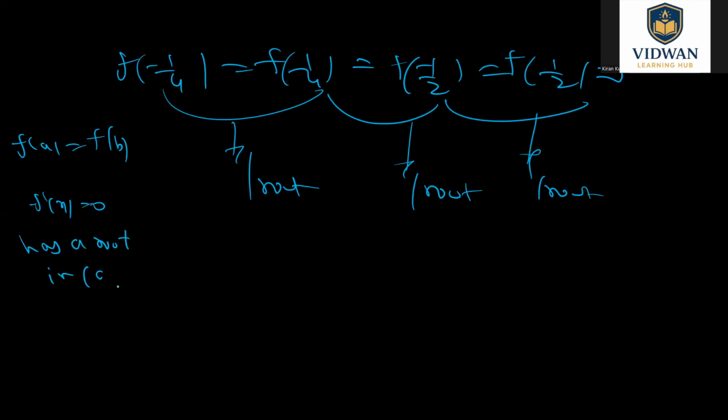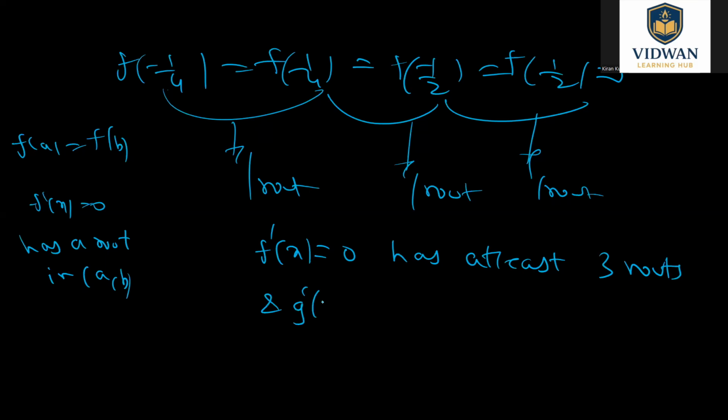So according to this, what do you conclude? If f of minus 1 by 4 and f of 1 by 4 are equal, f dash x will have a root between them. Similarly, if these two are equal, it has a root in their interval. These two are equal, there is a root in their interval. Like that, you can have 3 roots. And apart from that, this will have at least one root. So you can now say that f dash x equal to 0 has at least 3 roots, and g dash x equal to 0 has at least one root.